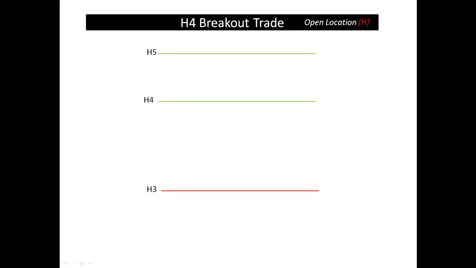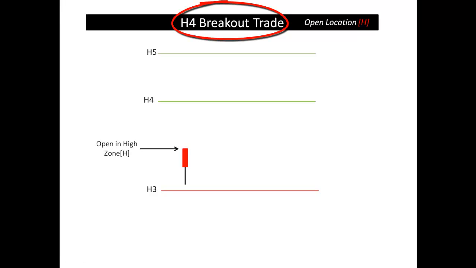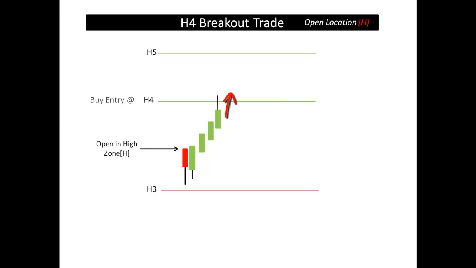All right. So now let's move on to an open again in the H zone. All right, so we're still in the H zone. And this time, instead of trading below H3, let's look at what happens if we break out above H4, the H4 breakout trade. So we open in the high zone, price moves up, trades above H4. Of course, that's where you're going to get long. That's going to be your buy entry.